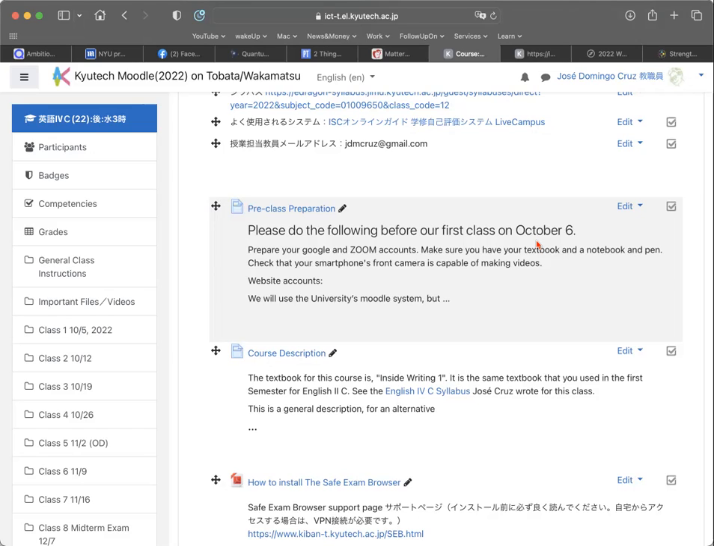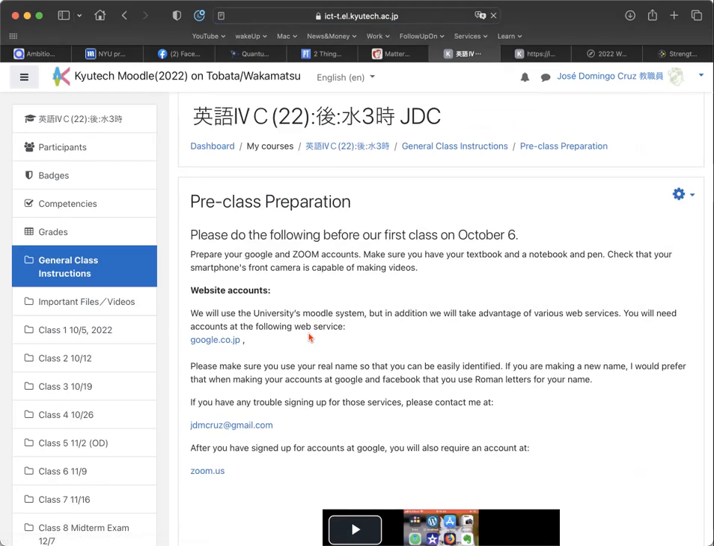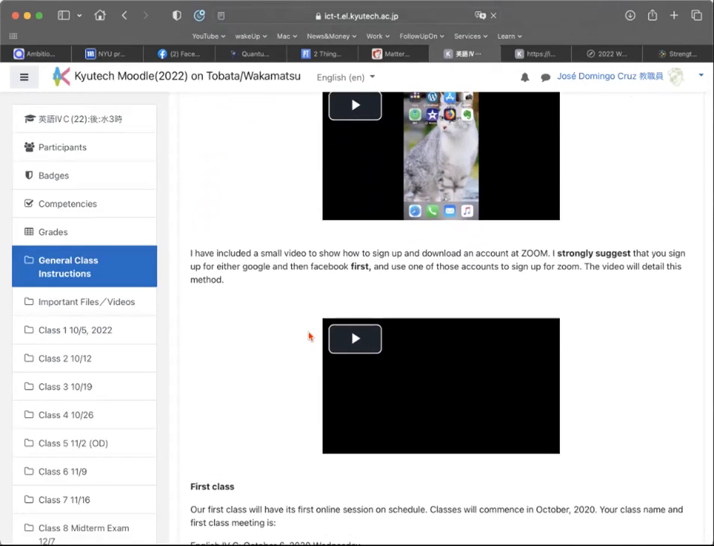And I know that, for example, I should tell you that this part that you see on the Moodle, that's only a little bit of this. If you click on the title right here, for example, the title of this assignment, pre-class preparation, click on that, you can see that there's much more. There's a lot more information there.